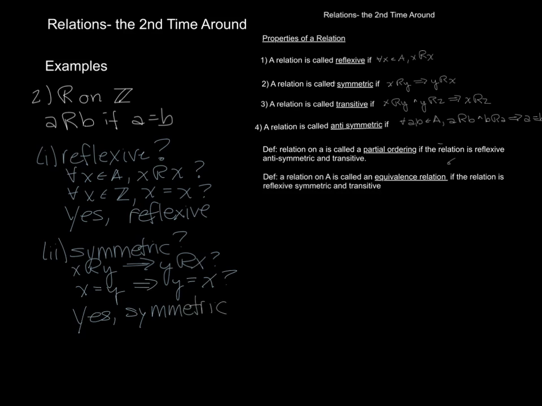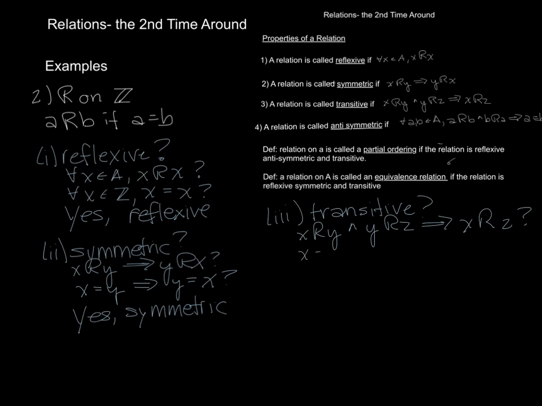Next, we'll look to see if it's transitive. If x is related to y and y is related to z, is it true that x is related to z? So replacing our R's with their actual relation, if x is equal to y and y is equal to z, does that imply x is equal to z? And that is also true. So this is a transitive relation.